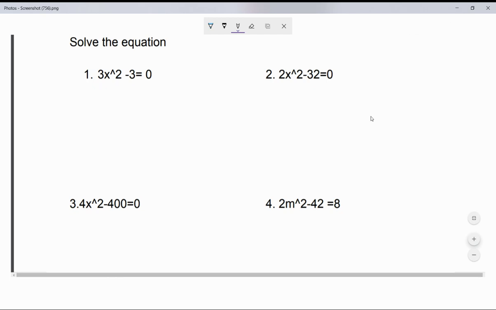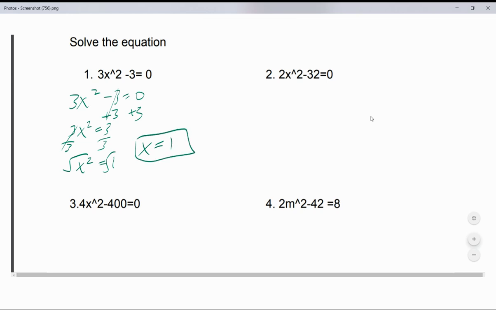And we're just going to keep continuing this pattern. 3x squared minus 3 equals 0. Plus 3, plus 3. 3x squared equals 3. Divide by 3. x squared equals 1. x, right? And if you square root 1, it's just 1. So the answer is 1.